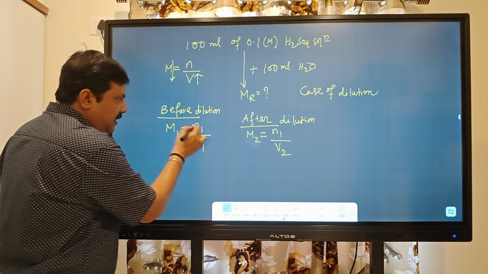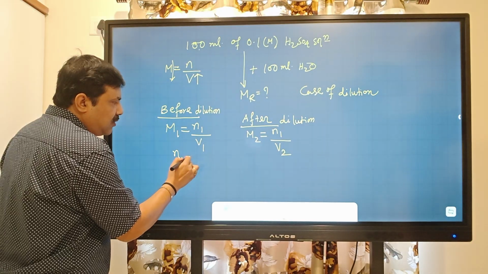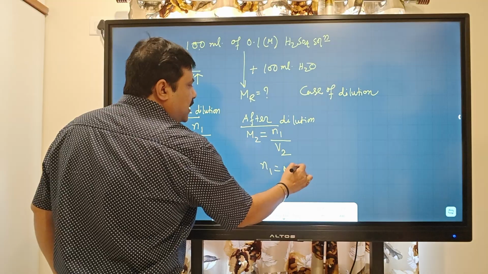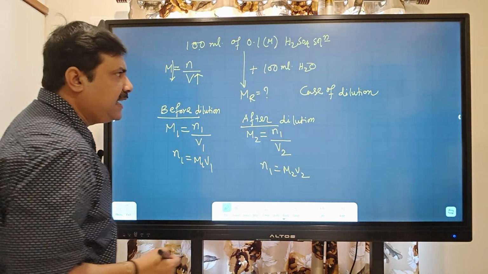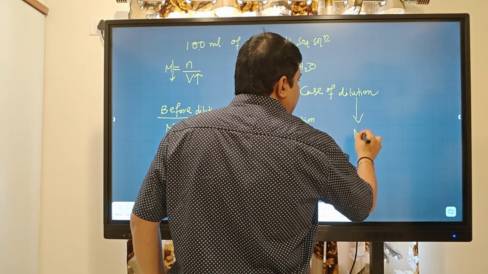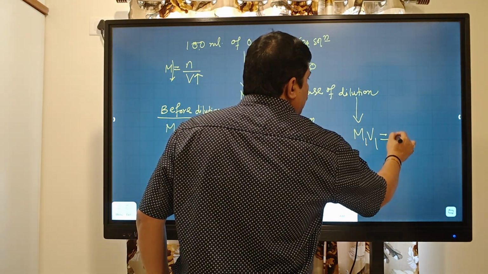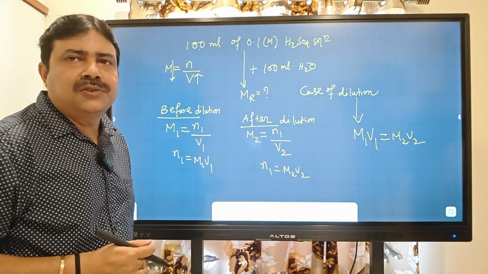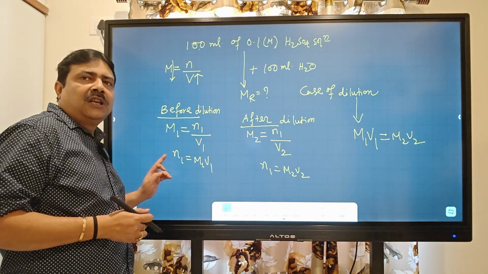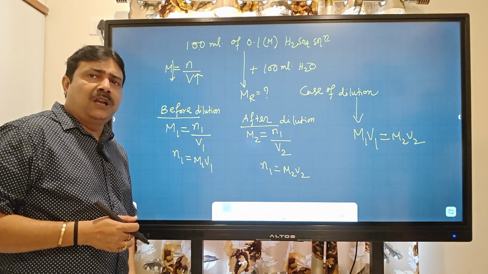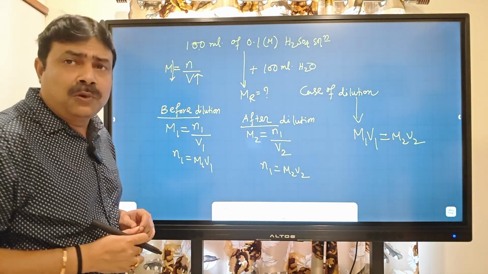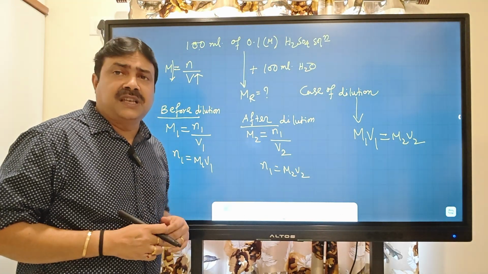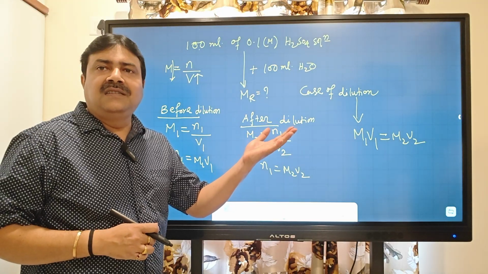Now N1 equals M1 V1, and N1 also equals M2 V2. That means in case of dilution, I can directly write M1 V1 equals M2 V2. Why? The number of moles of solute is represented by both M1 V1 and M2 V2. That means the number of moles of solute is not changing due to dilution. What is changing is the volume, and that's why the overall molarity is decreasing.